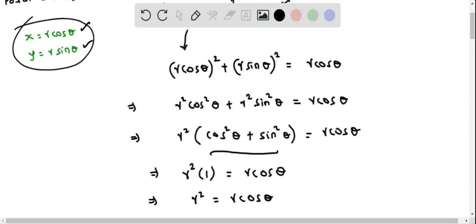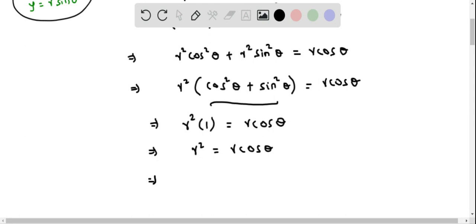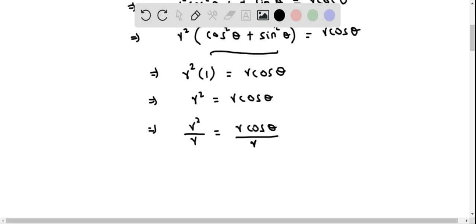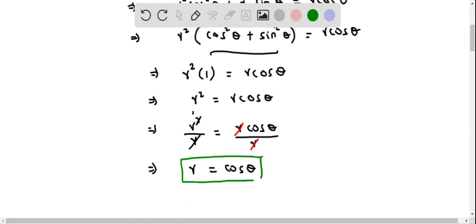Now we divide both sides by r, so we get r squared divided by r, and this equals r cosine theta divided by r. We can simplify this using the exponent rule. So here it will get reduced to r to the power 1, which is r, and this equals, these two r's will get cancelled, so we have only cosine theta on the right side. So we end up with this polar equation, that is r equals cosine theta. This is the polar equation.